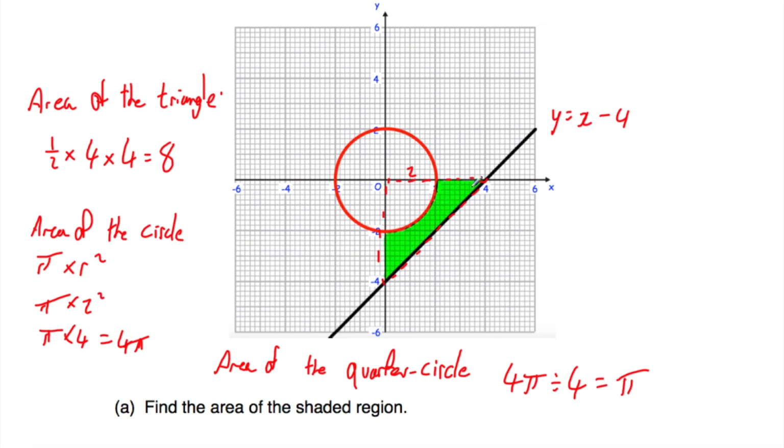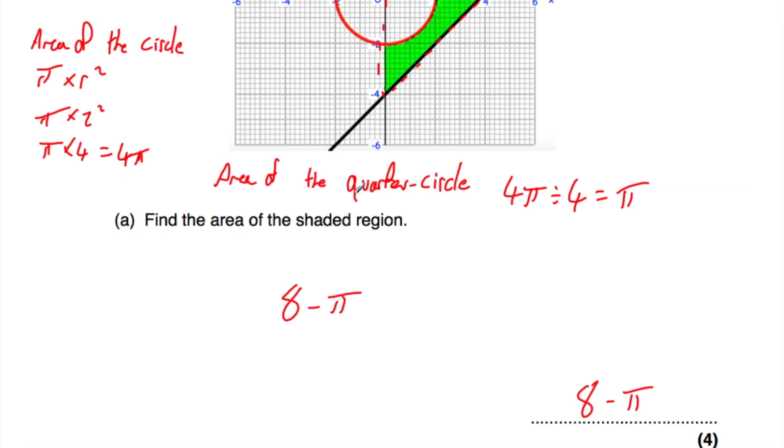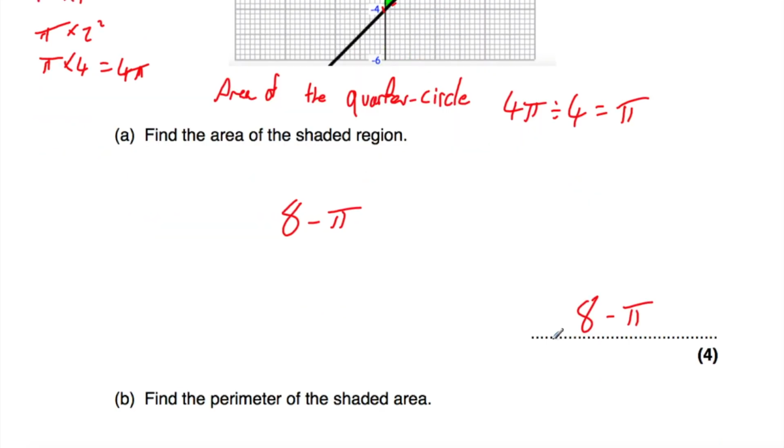So if we want to find the area of the shaded region, we're going to take the area of the whole triangle, which is 8, and subtract the area of the quarter circle, which is pi. So the area of the shaded region would be 8 subtract pi. Let's write that down. And that's it. Or if we wrote it as a decimal, it would be 4.8584 and so on. And that's the area of that shaded region.